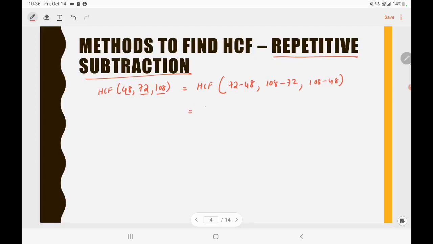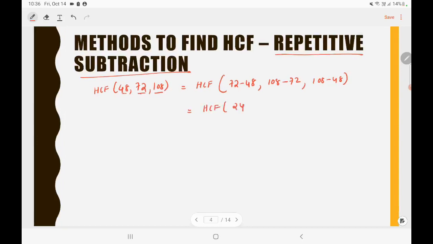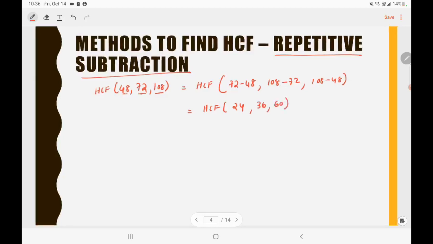So this is the same as HCF of 24, that is 72 minus 48 is 24, 108 minus 72 is 36, and 108 minus 48 is 60. Now you can repeat this step, that is why it is called repetitive subtraction. So repeat this step. That means this is equal to HCF of, take two pairs, 36 minus 24, then 60 minus 36, then 60 minus 24. So we'll get HCF of 12, then 24, then 36.